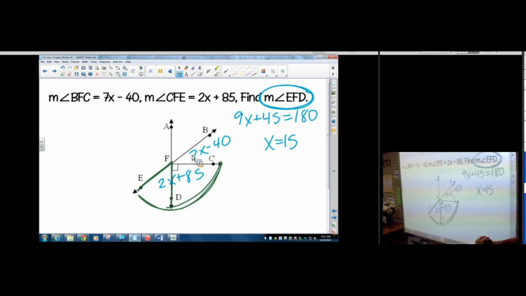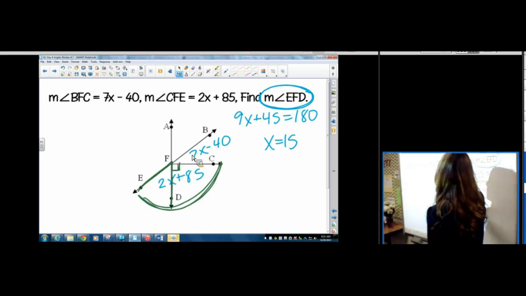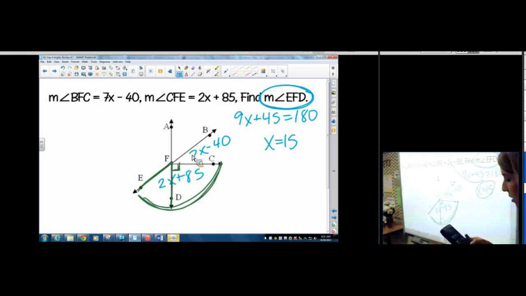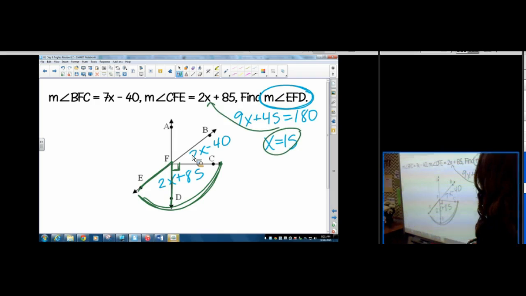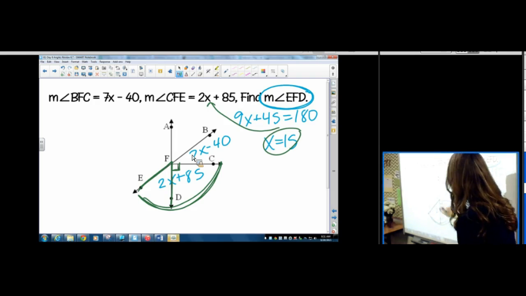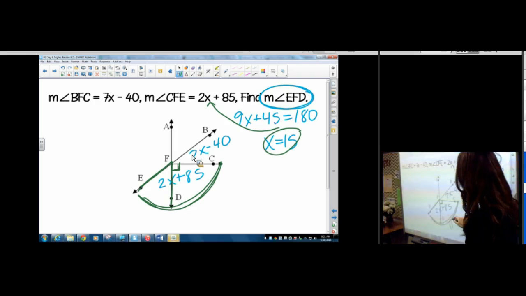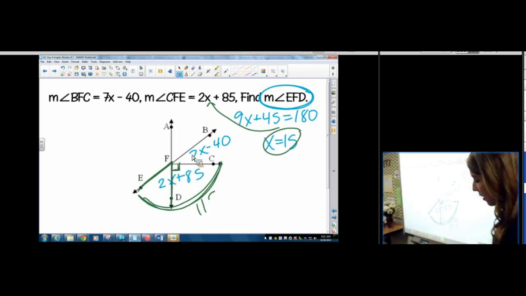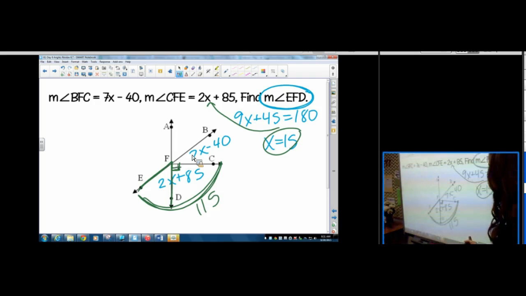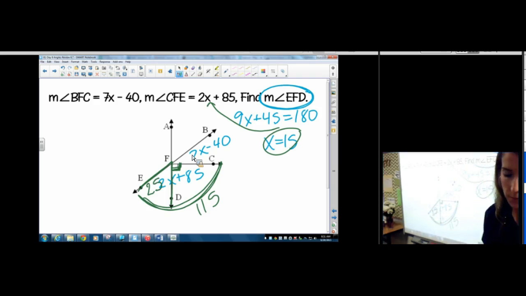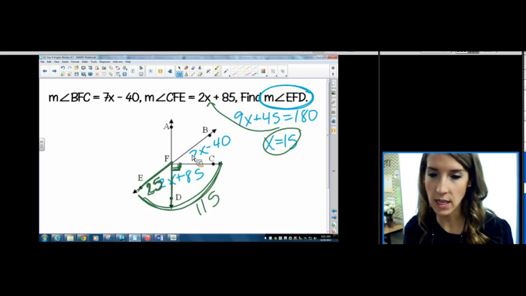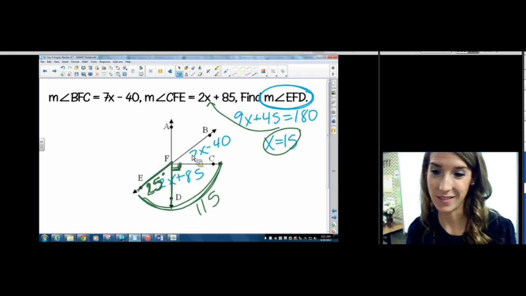90 from it. So I'm going to take my 15 and plug it in here: 2 times 15 plus 85, and we get 115. That angle is 115 degrees. Well, if I have 115 degrees and I've already used up 90 of it, then the missing angle is 25 degrees. So the measure of angle EFD was 25 degrees.